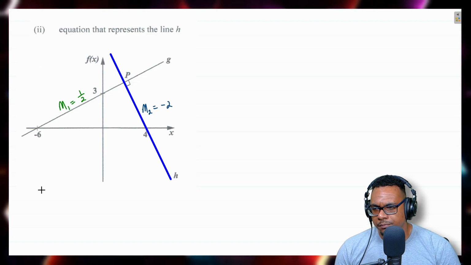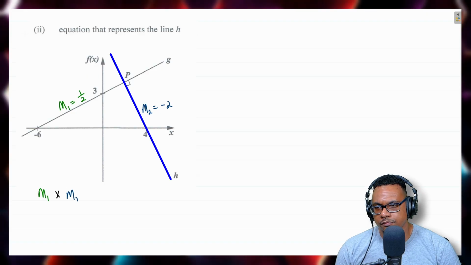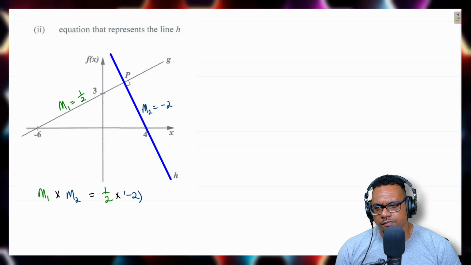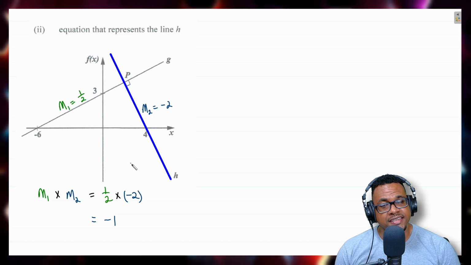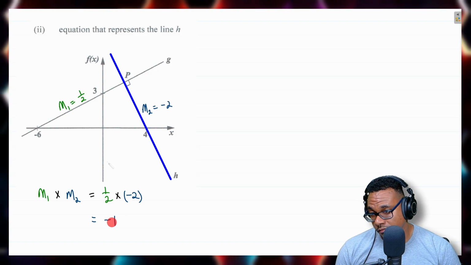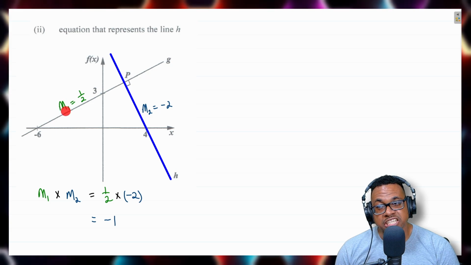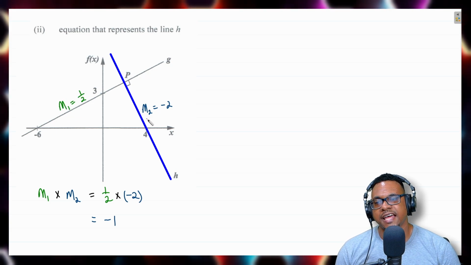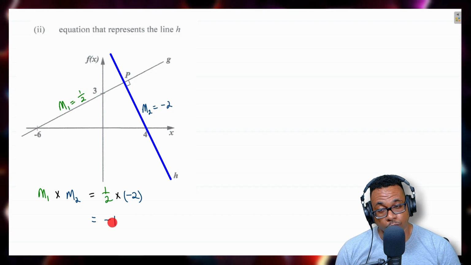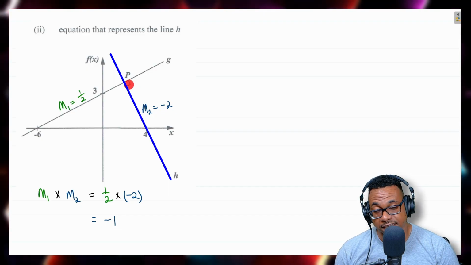So if you multiply m1 times m2, you would get 1/2 times negative 2, which is just equal to negative 1. So if two lines are perpendicular, when you multiply their gradients, you would get negative 1. So we see that the gradient of the line G is 1/2. Therefore, the gradient of the line H has to be negative 2, so that when we multiply the two gradients, we will get negative 1. And that's because they are perpendicular.